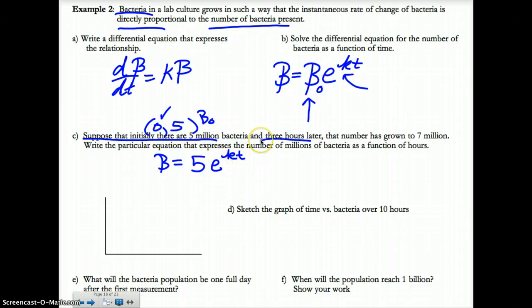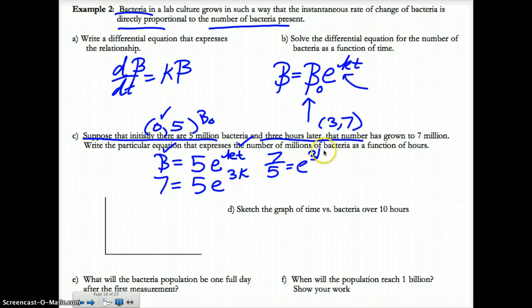Now the second bit. 3 hours later, it's grown to 7 million. Well, what that means is when I put in a 3 for time, I'm going to get a 7 million out for bacteria. So let's go do that. I get 7 million at time 3 hours later. So now I can go solve this for k, fairly straightforward. I divide both sides by 5. I take the natural log of both sides.